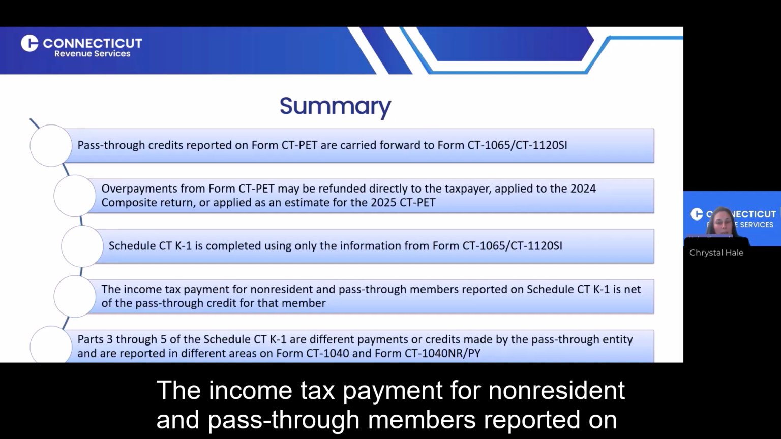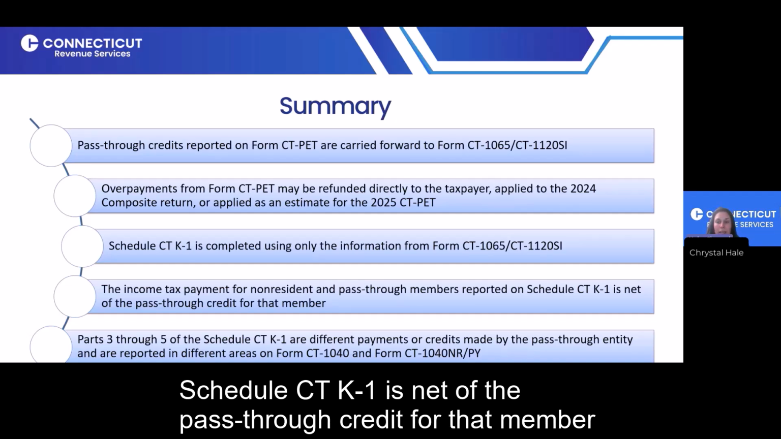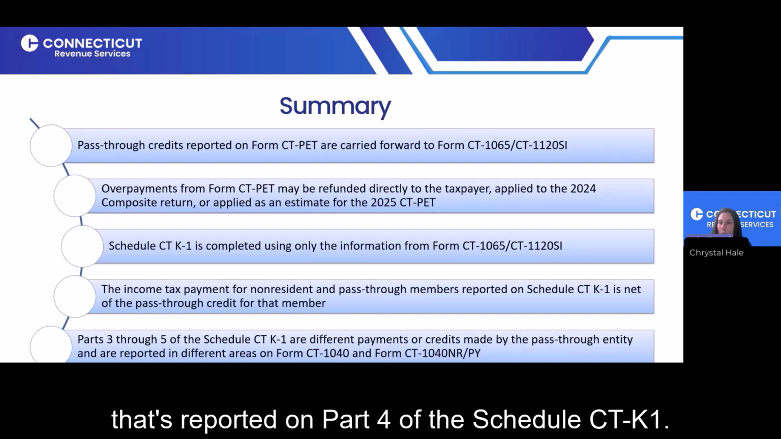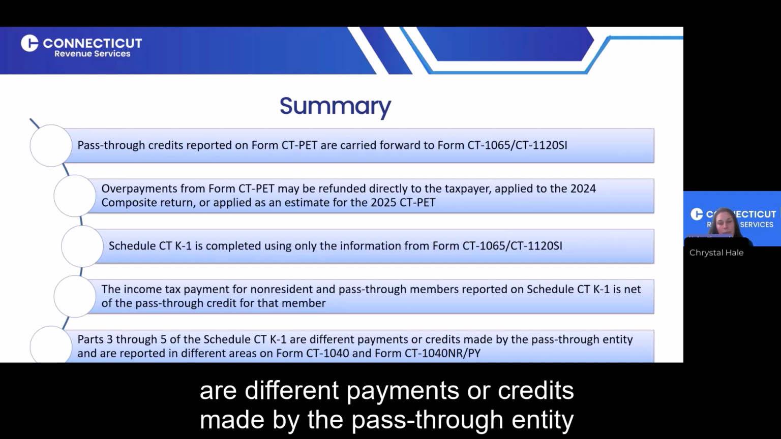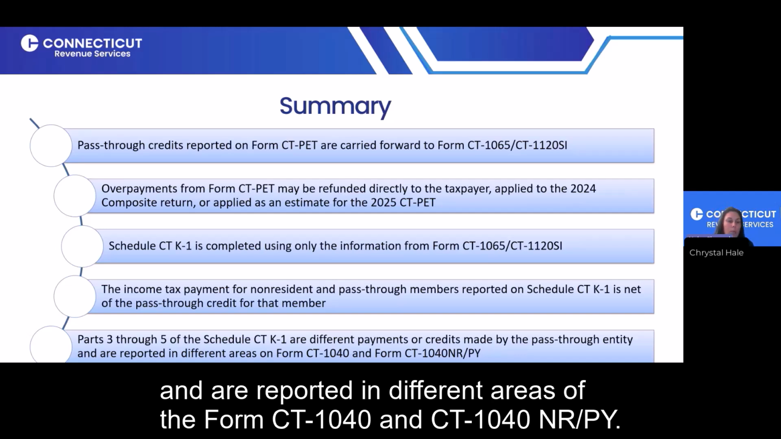The income tax payment for non-resident and pass-through members reported on Schedule CT K-1 is net of the pass-through credit for that member that's reported on Part 4 of the Schedule CT K-1. And lastly, Parts 3 through 5 of the Schedule CT K-1 are different payments or credits made by the pass-through entity and are reported in different areas of the Form CT-1040 and CT-1040 NRPY.